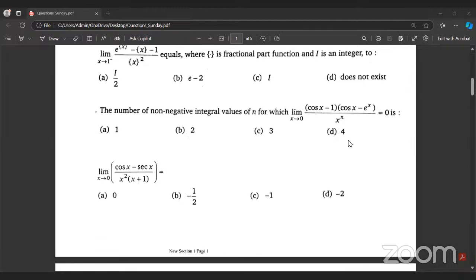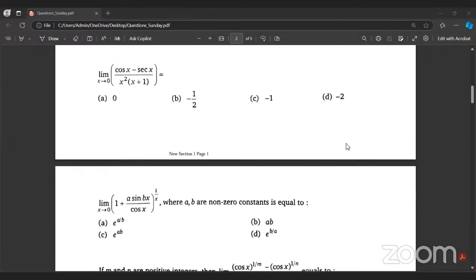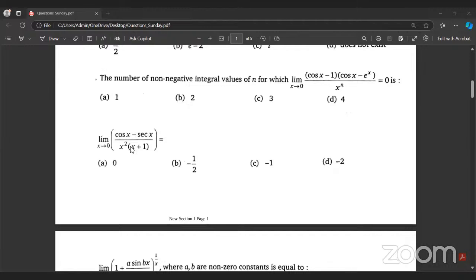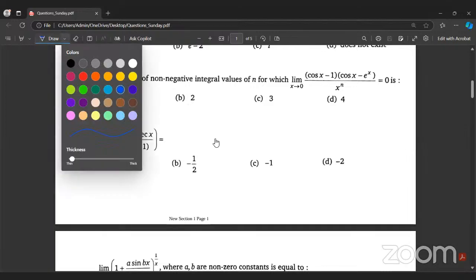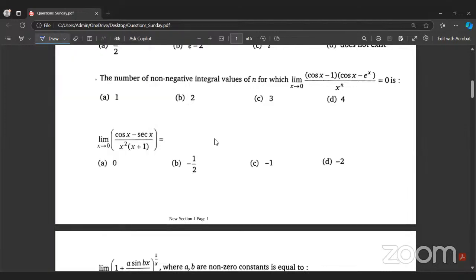Okay. Any doubt till now in this set? Sir, can you explain the last one, sir? This one? Cos x minus... Yes, sir. Okay. See, you have cos x minus sec x. So I can write it as cos x minus 1 by cos x, right? So this can be written as cos square x minus 1 by cos x, right? Do you agree? Yes, sir.